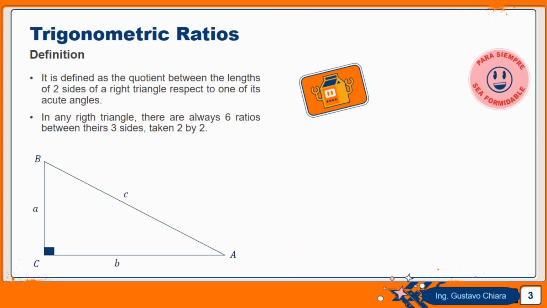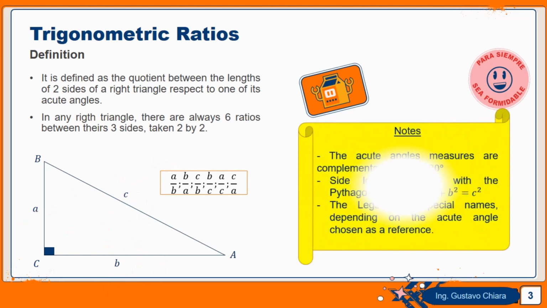Well, trigonometric ratios. It is defined as the quotient between the lengths of two sides of a right triangle with respect to one of its acute angles, alpha and beta. See the picture. In any right triangle, there are always 6 ratios between the 3 sides, taking them 2 by 2. So we can take A and C, A and B, C and B, and obviously B and C, B and A, and C and A. So there are the 6 ratios, and also you must know all 3 notes.